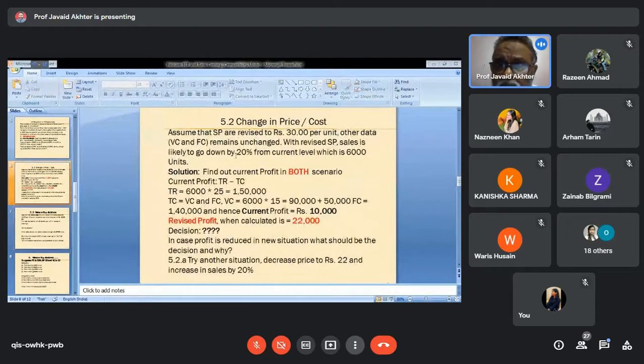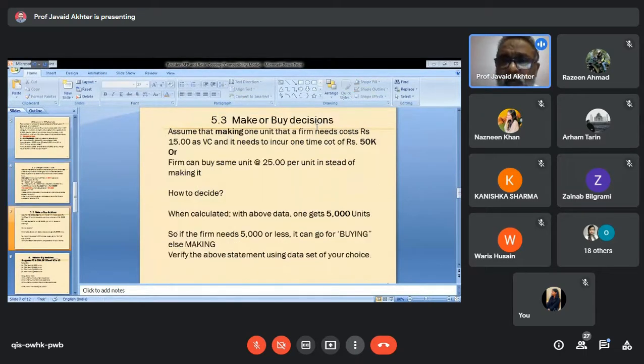Then you may try decreasing the price, increasing, decreasing cost, various permutations and combinations you can try. There is yet another situation, make or buy decisions, in which break-even analysis helps. A manufacturing firm, even a service firm, does a lot of operations and produces several things, or for producing one single product, it requires a lot of components. Not all of it does it make, it purchases also.